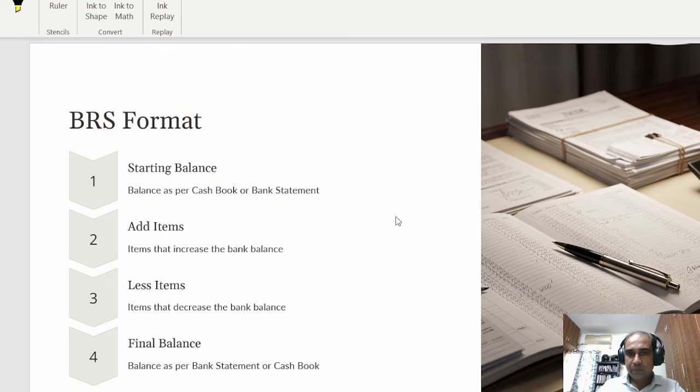Okay. Now let us talk about the format of BRS. The format of BRS is very simple. There has to be a starting point, guys. Whenever there is a reconciliation, there has to be a starting point. The starting point can be a cash book, which is maintained by the company, or it can be a passbook, which is maintained by the bank. Anything can be a starting point. Let us take this example of cash book as the starting point. Add items that increase the bank balance, add items that decrease the bank balance, and finally we will get the balance as per bank statement.